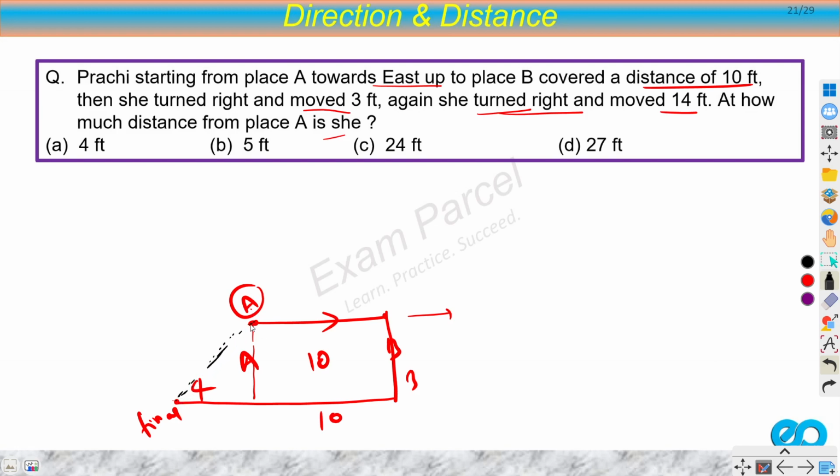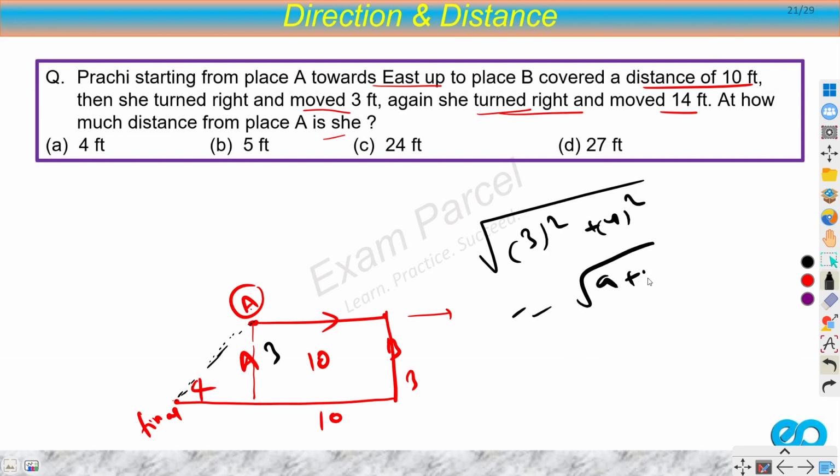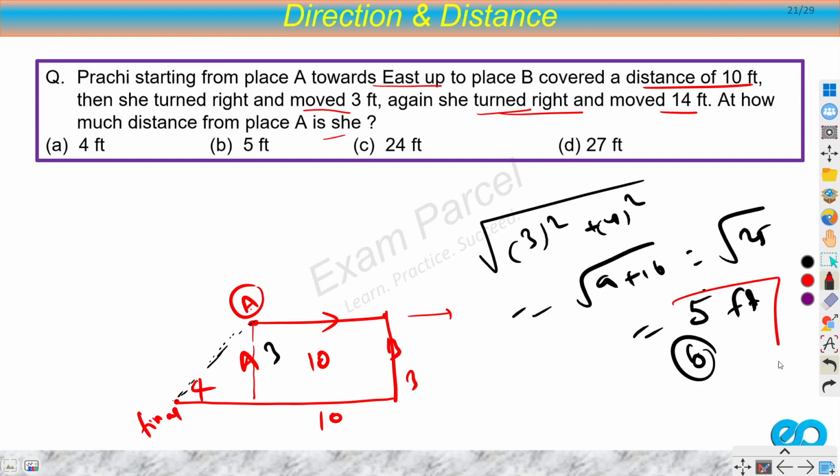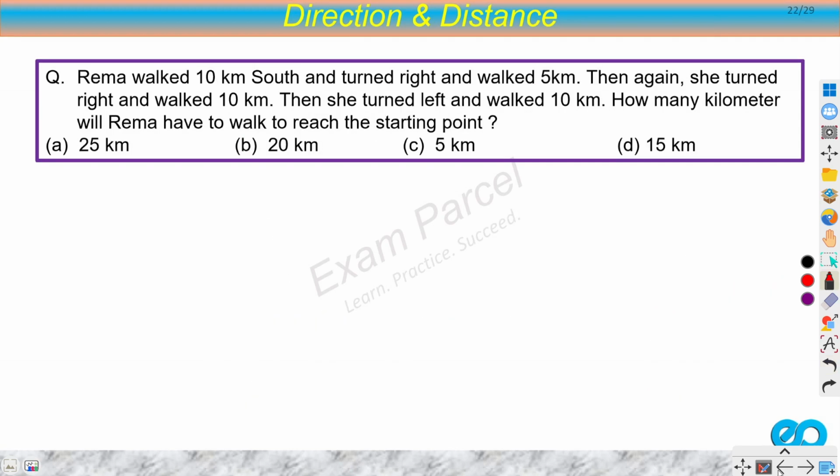So obviously this is Pythagoras. So this is 3, this is 4. So this would be the square root of 3 square plus 4 square. That would be 9 plus 16, 25. Root 25 is 5. So 5 feet. B option. So this is also an easy question. You simply have to do whatever they are asking.